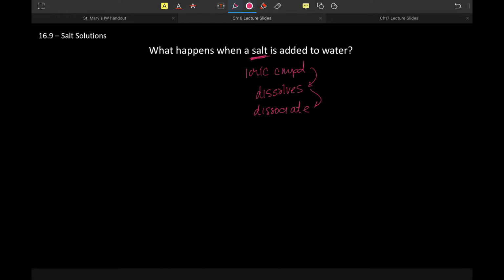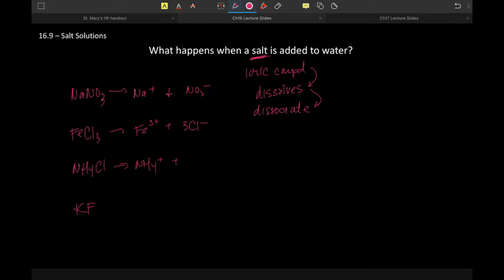All right, so let's think of a few examples to consider. If we had, for example, NaNO3 added to water, some FeCl3 added to water, some NH4Cl added to water, and some KF added to water, then obviously we're going to end up with some sodium ions and some nitrate ions. We'll get some iron ions and some chloride ions. Here we would get some ammonium and chloride, and here we would get our potassium and our fluoride. So now we should be clear what ions are present when we add a salt to water.